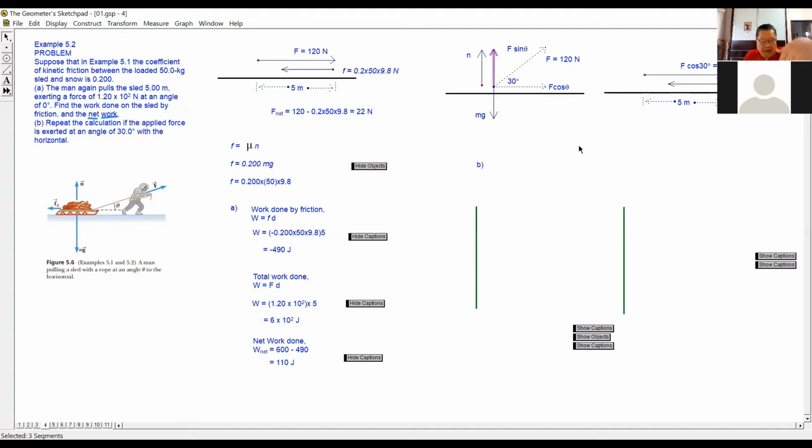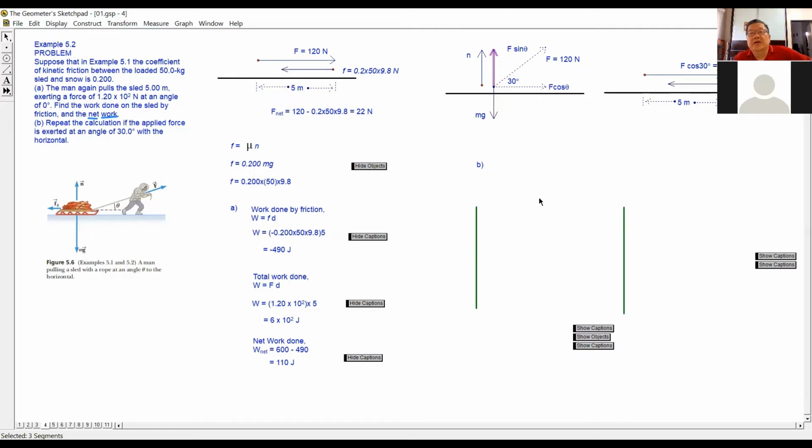That means when your weight is acting downward and you're pulling slightly upward, you are actually helping to lift up the load. So the contact between the load and the surface becomes less. So the normal reaction becomes less. So these are the two consequences of having a force acting at an angle.